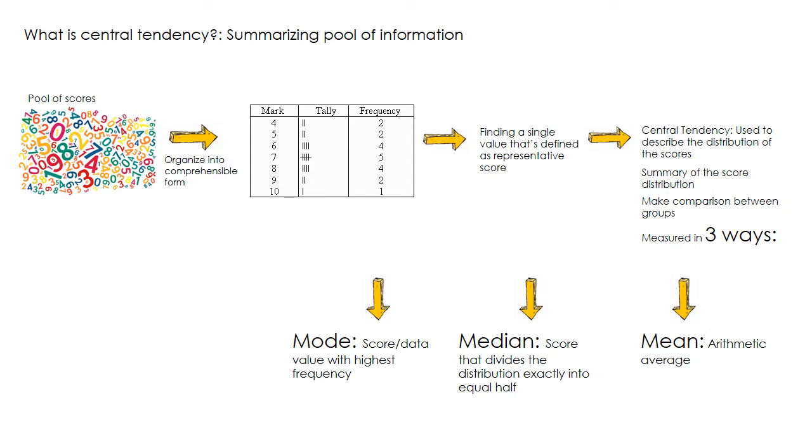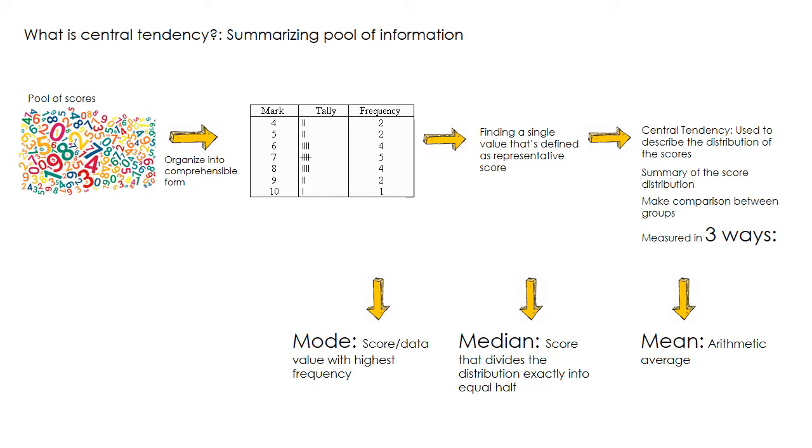So what is central tendency? In the previous video on frequency distribution, we learned that the first purpose of statistics is to organize information. What we did in frequency was, when you get a pool of scores or a pool of information, we organize them into a comprehensible table or form so that it's easy to understand or easy to make interpretations.